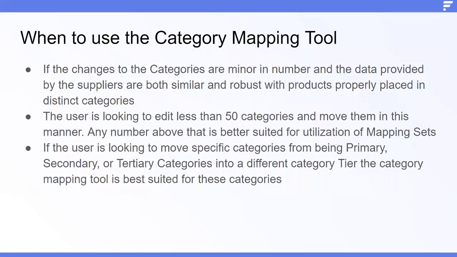I would also say that if you're looking to edit less than 50 categories, moving them in this manner makes sense. Anything above that would be better suited for a mapping set, which I'll go over next. And if you're looking to move specific categories from being primary, secondary, or tertiary into a different category tier, this tool is your best suited solution for that situation.